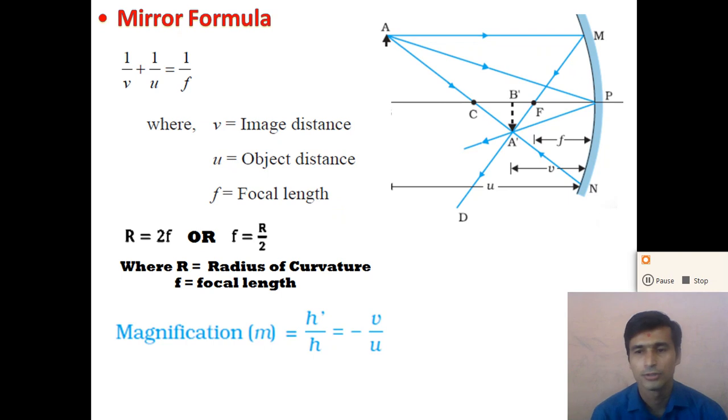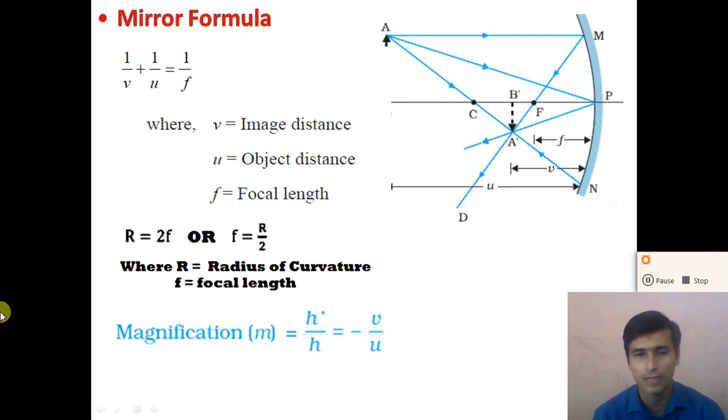Another formula you have to remember is the relation between the radius of the curvature and the focal length. Radius of the curvature R is equal to twice the focal length, or focal length f is equal to half of the radius of curvature, because in some examples focal length is not given to you. Instead of the focal length, the radius of curvature is given to you. So first you need to calculate the focal length from the radius of the curvature. So focal length of the mirror is half of the radius of curvature.